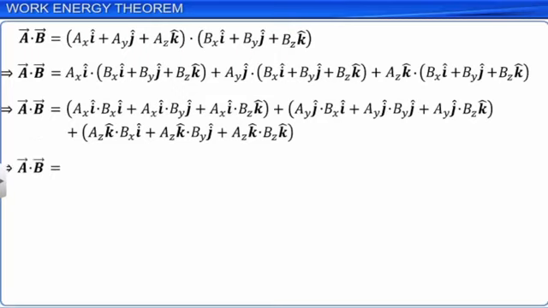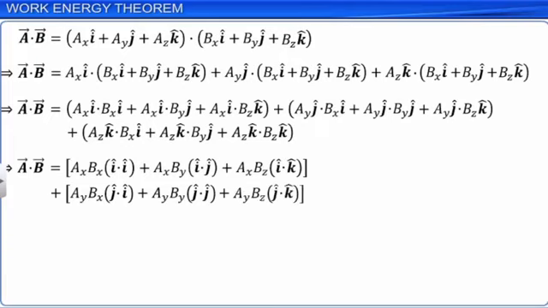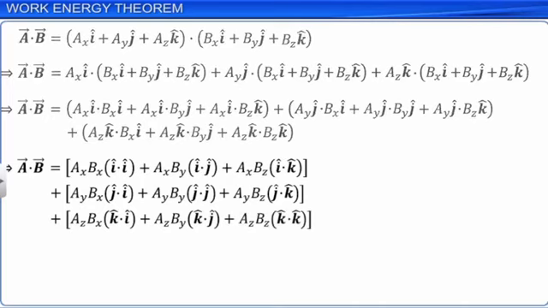which is equal to AXBX into i dot i plus AXBY into i dot j plus AXBZ into i dot k plus AYBX into j dot i plus AYBY into j dot j plus AYBZ into j dot k plus AZBX into k dot i plus AZBY into k dot j plus AZBZ into k dot k.